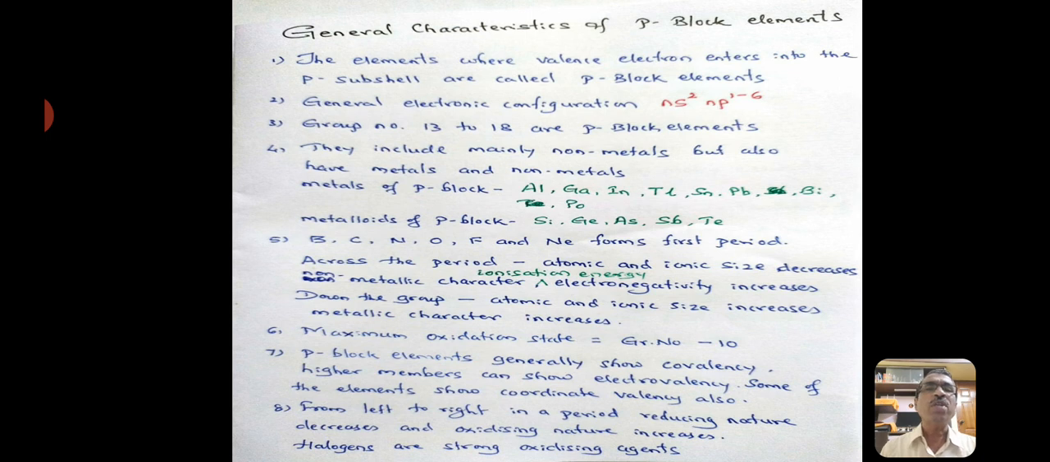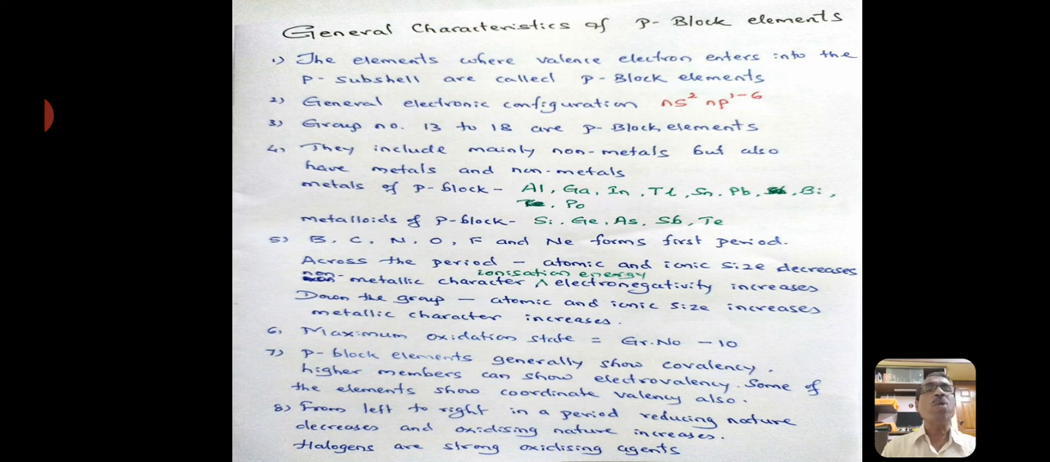Now today's topic: you are going to study first some of the general characteristic features of the p block elements. The elements where valence electrons enter into the p subshell are called the p block elements, and the general electronic configuration is ns2 np1 to 6. Group numbers 13 to 18 are the p block elements. They include mainly non-metals but also have the metals and the metalloids.